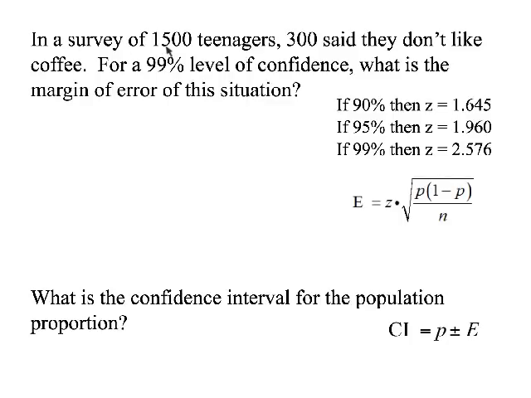In a survey of 1,500 teenagers, 300 said they don't like coffee. For 99% level of confidence, what is the margin of error of the situation? So this one's dealing with sample proportions. It's a little different than the mean margin of error, so it's a different formula.